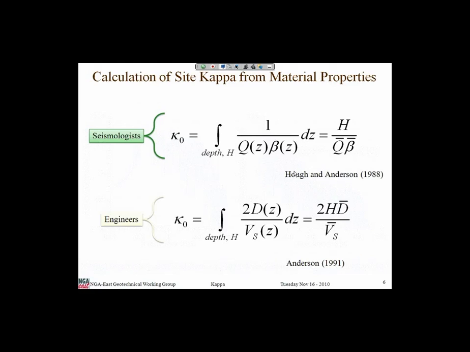You integrate over the depth, and for seismologists, it's 1 over Q, the quality factor, times beta, the shear wave velocity. In shorthand, you can call that H, the depth over which you're calculating kappa, over Q bar, beta bar. Engineers think of it in terms of damping rather than quality factor, and they like to call it VS instead of beta. It's the same thing. So you integrate 2 times the damping over VS.